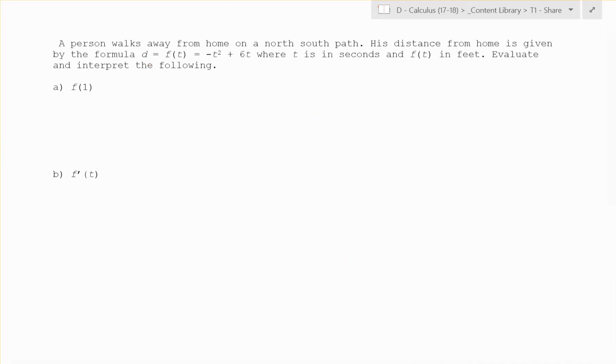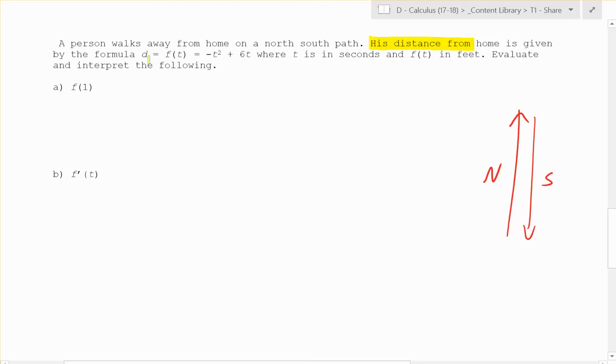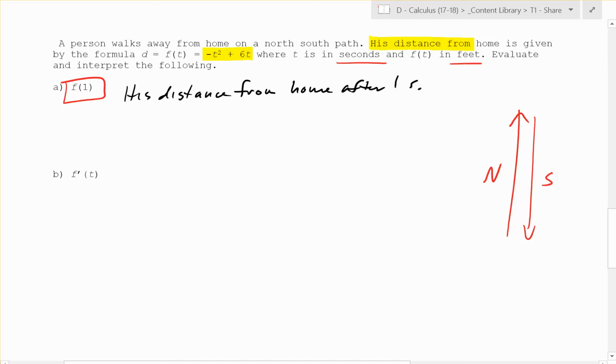Let's look at this example. A person walks away from home on a north-south path. So this person's going up and down, so north and south. His distance from home is given by the formula d equals f of t equals t squared plus 6t, where t is in seconds and f of t is in feet. Evaluate and interpret the following. So what does f of 1 mean? Well, that means his distance from home after 1 second.